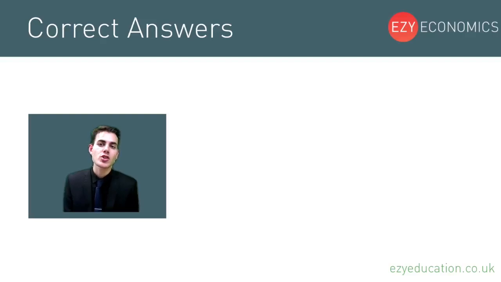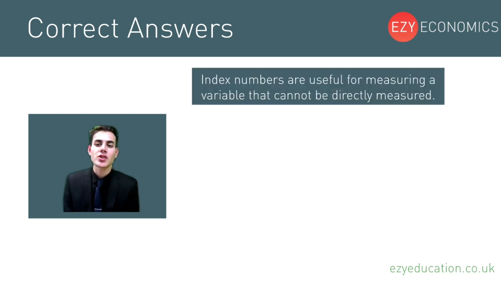Okay, so in this question we had to identify the statements that correctly define characteristics of index numbers. The first correct statement was that index numbers are useful for measuring a variable that cannot be directly measured. Of course, this is one of the main benefits of using an index series. It allows us to measure the general changes rather than specific changes.